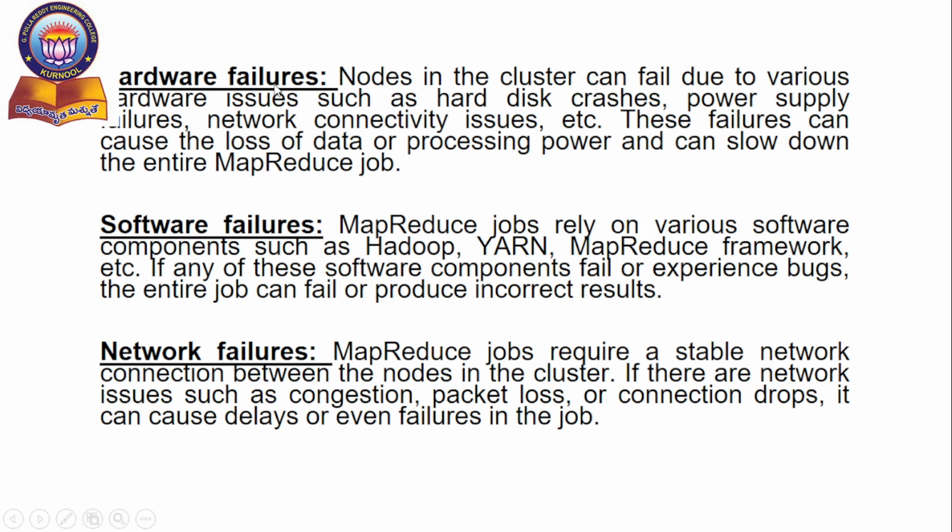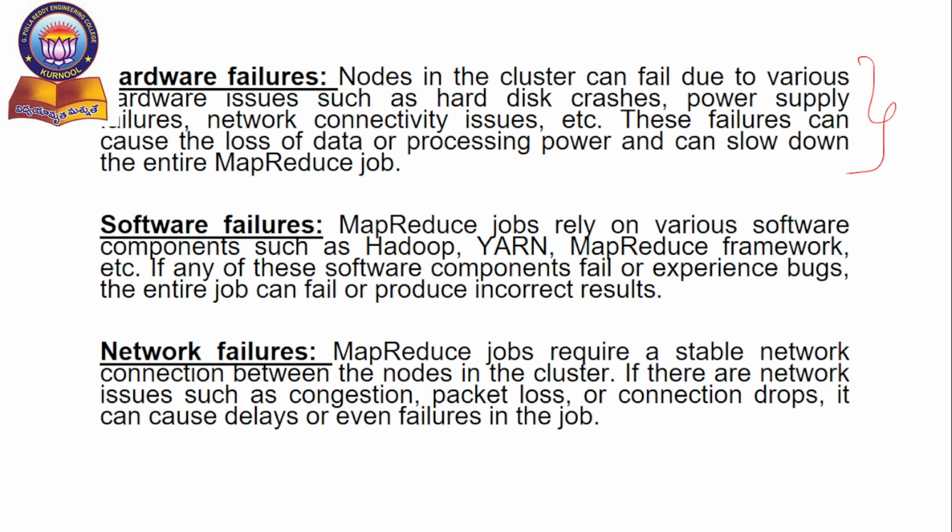Hardware failure. Nodes in the cluster can fail due to various hardware issues such as hard disk crashes, power supply failures, network connectivity issues, etc. These failures can cause the loss of data or processing power and can slow down the entire MapReduce job. That is, physical hardware issues are termed hardware failures. If any of these failures occur, it will cause the loss of data or processing power, and that may slow down the entire MapReduce job.